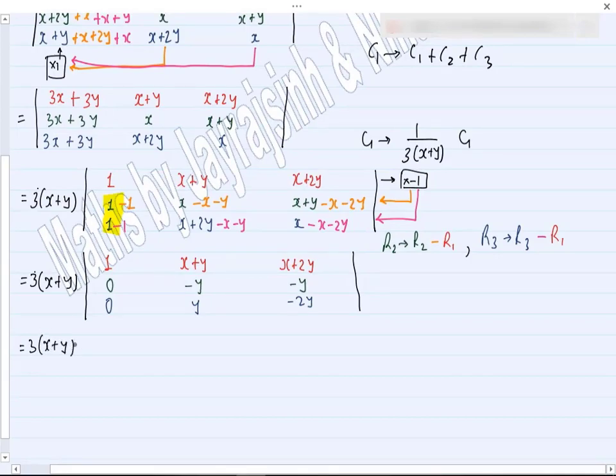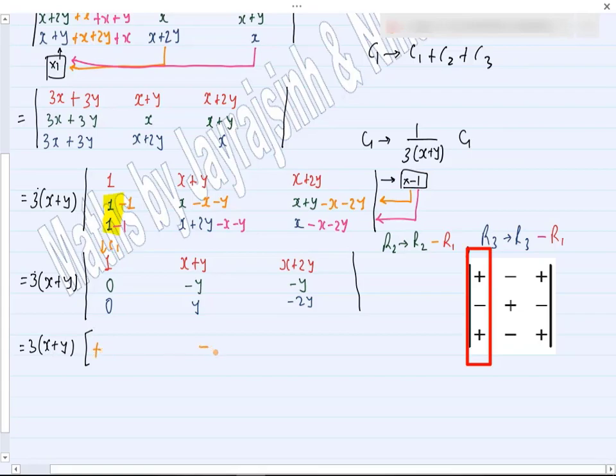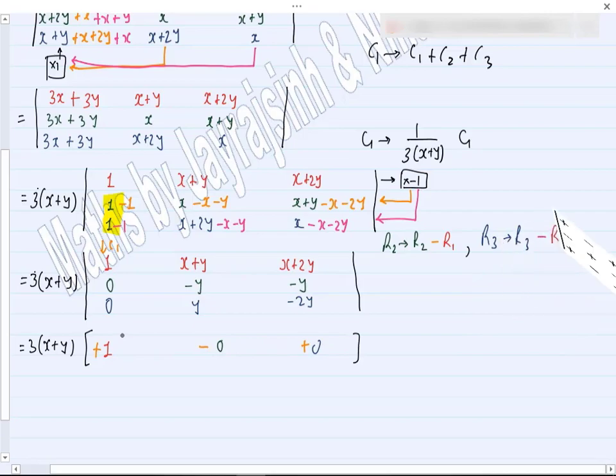Our 3x plus y will be as it is. Let's expand with respect to first column. So their sign is plus, minus and plus respectively, and their elements are 1, 0 and 0. We don't worry about these 2 zeros and their minors, right? We just have to find minor of A11 by ignoring its first row and first column.